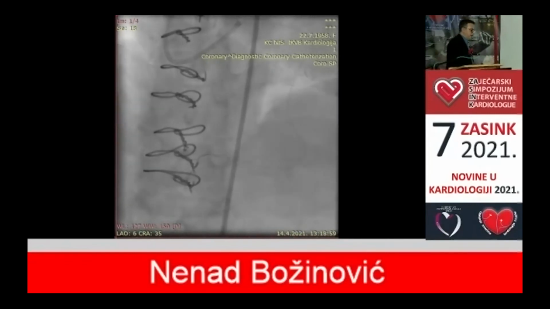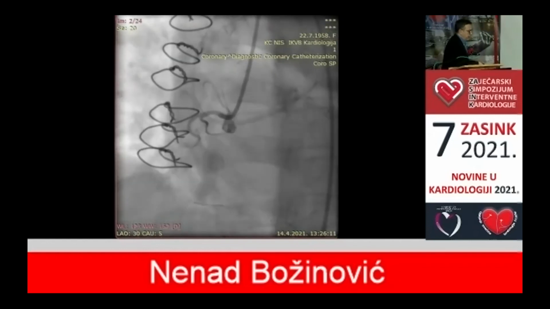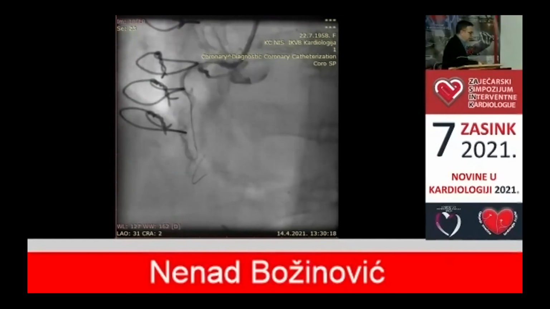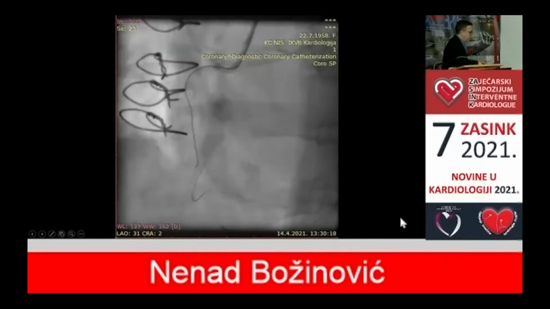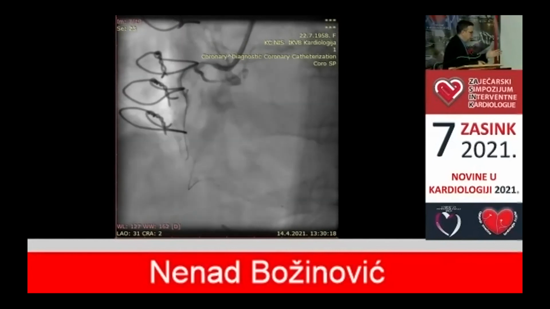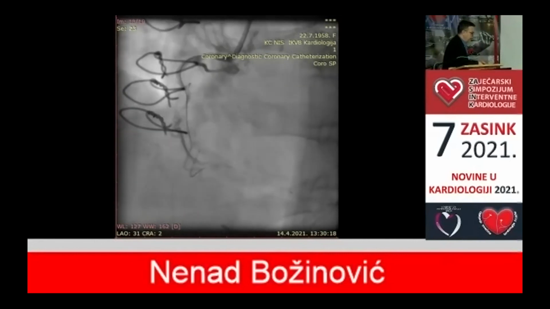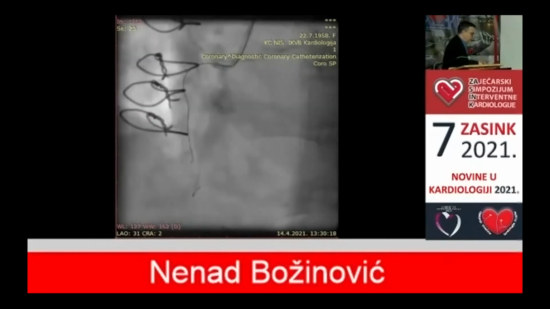This is a Micro fine cross following the Sion black, and after that I changed to the Pilot 200, because the Sion black doesn't have enough support for the distal part of this CTO. And this is the position of my retro wire. I put in the second guide, and then I tried to perform antegrade preparation, but my antegrade wire, I think this is a Miracle 6 or Miracle 12, went in the wrong direction.